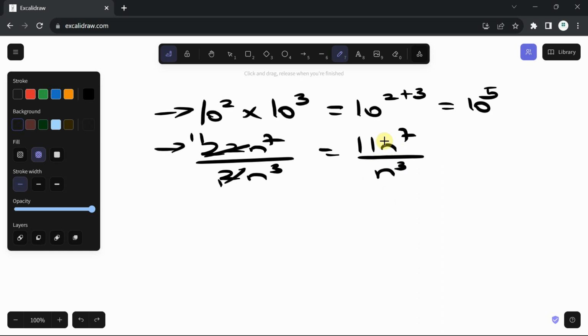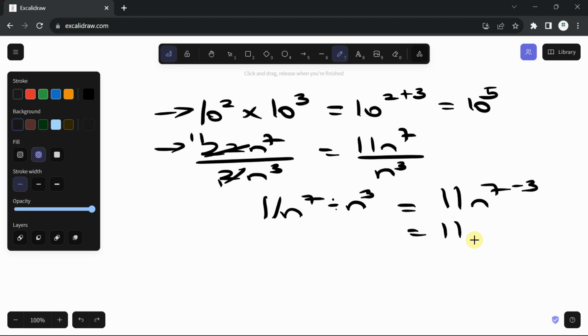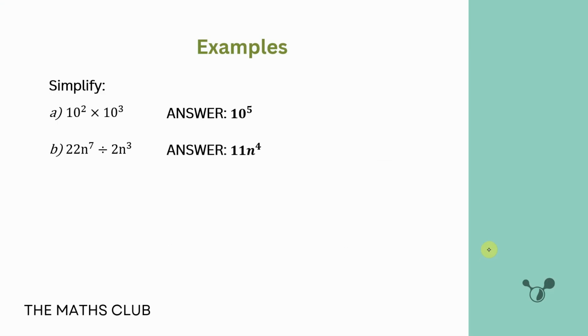Whenever we have something like this, 11n raised to the power of 7 divided by n raised to the power of 3, I could just say 11n raised to the power of 7 minus 3, right? And that's 11n raised to the power of 4. So that's basically it for this particular question. Let's see our answer. Great.